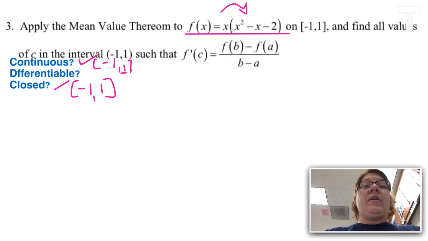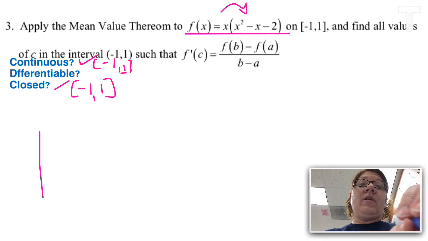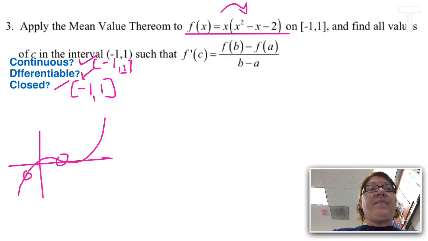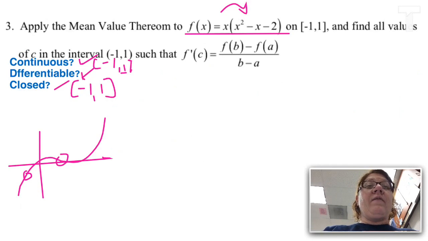And then differentiable, well, since it's continuous and I'm thinking, oh, you know, I have some sort of crazy cubic, then it would be differentiable as long as I don't include the endpoints. So on this negative 1 to 1, I'd have to have an open circle at negative 1 and an open circle at positive 1, and then it's a yes. Okay, so then I have to figure out all values so that when I take the instantaneous rate of change, I think I know how to do that.